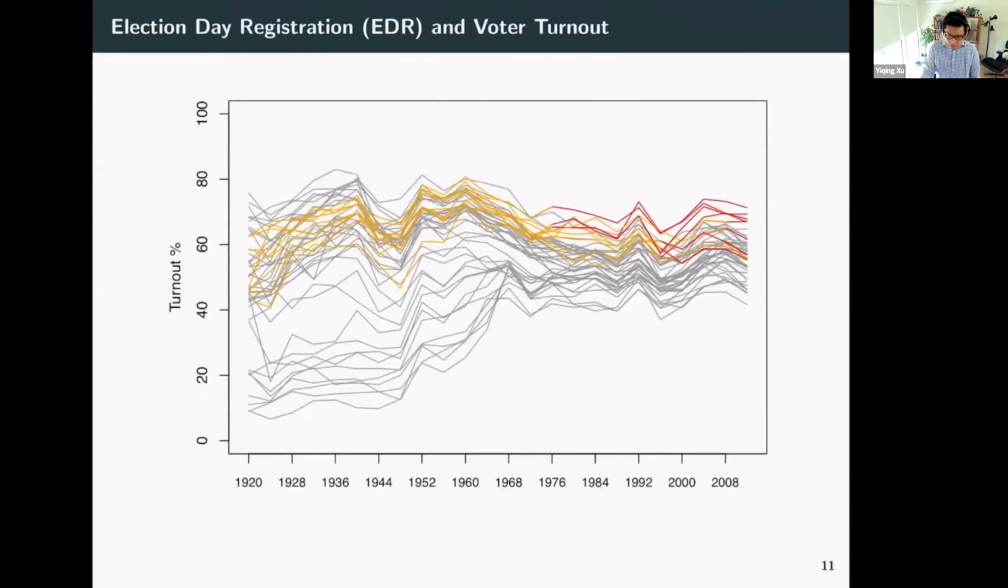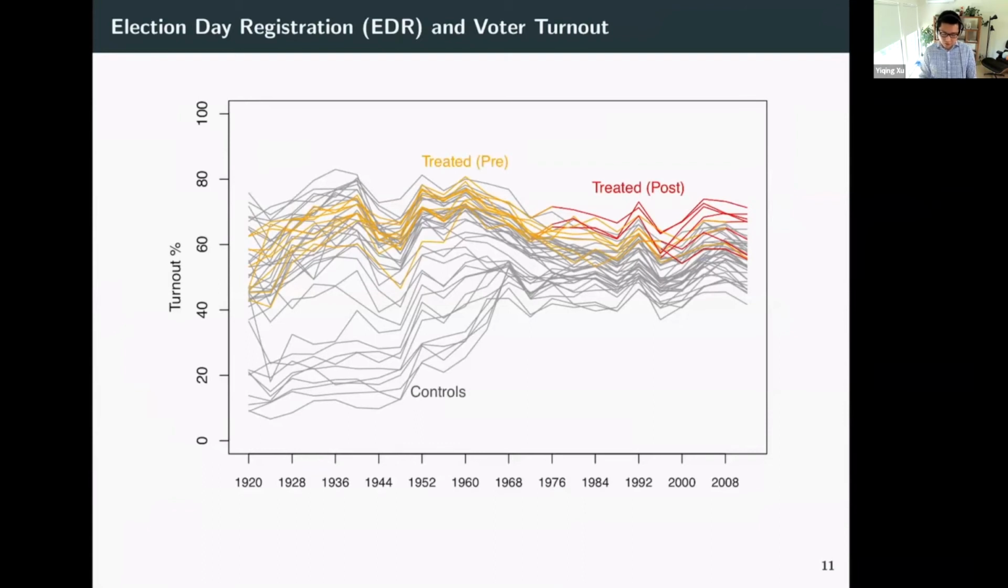I'll give you an example on election day registration and voter turnout. Election day registration is an institution in some states in the United States that allows voters to register on the same day of voting, which is considered a way to reduce the cost of voting, especially to increase turnout for minority voters and low-income voters. So these are state by election level data.